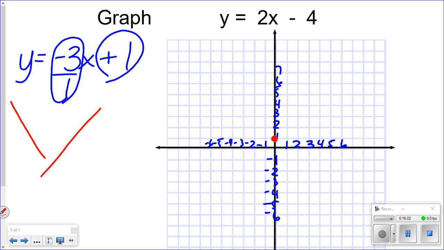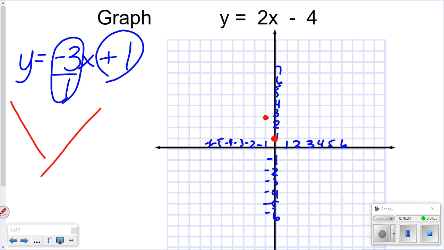So here's how it has to work. You're still going to go up 3, but guess which way you're going to go over 1? This way. Because that's going to make my line go down like this. Does that make sense to everybody? So you have to think kind of ahead. What do you need your line to look like? Does it need to go up like this or down like this? And in this case, since our slope is negative, it has to go like this.